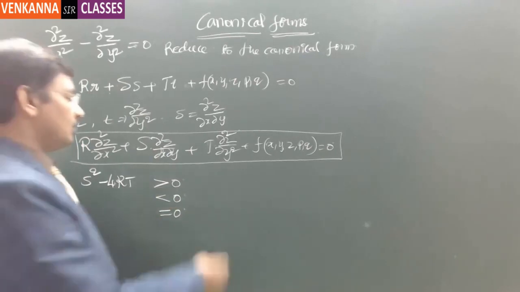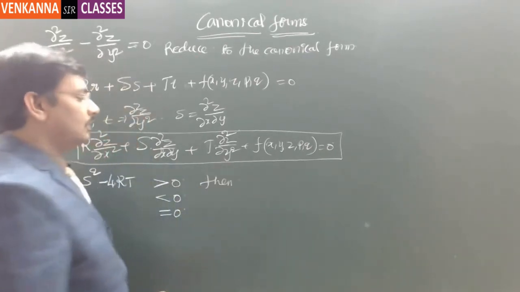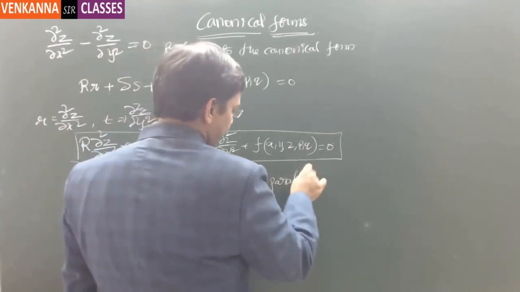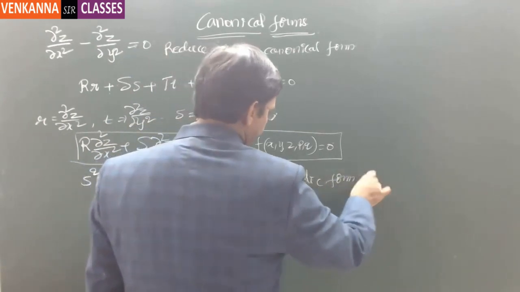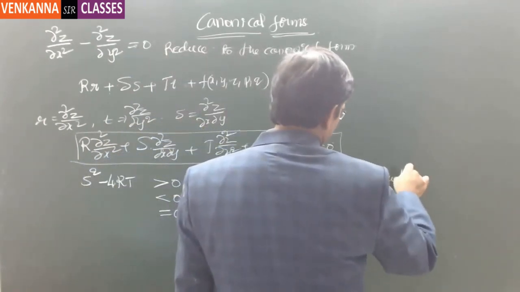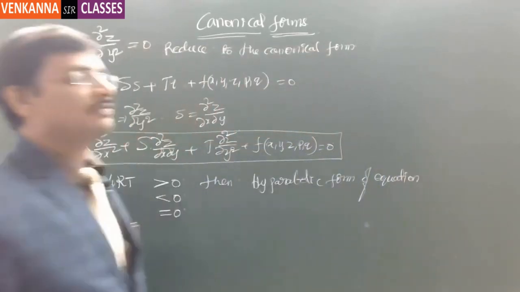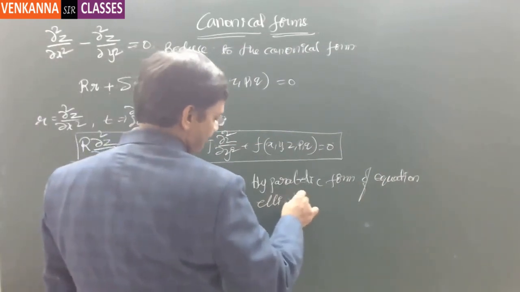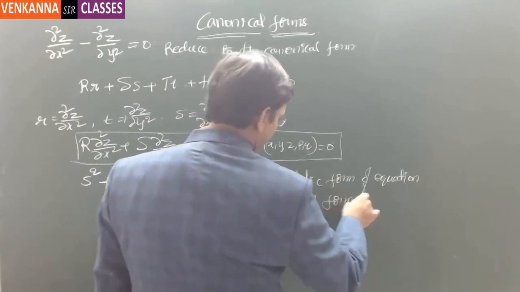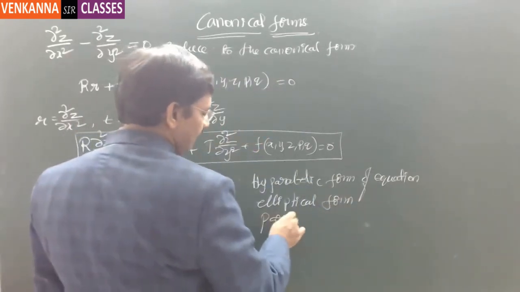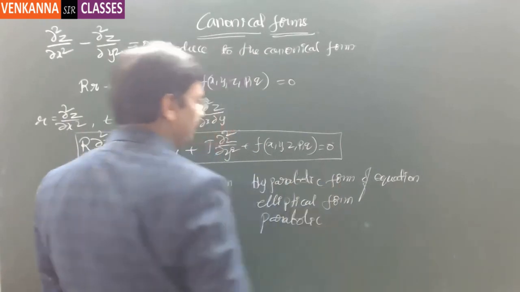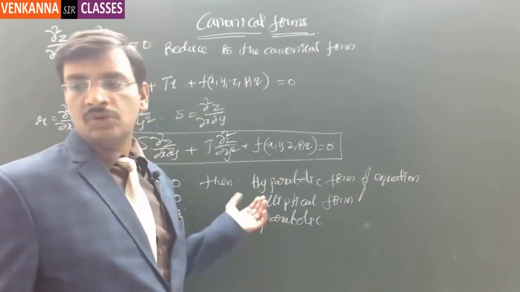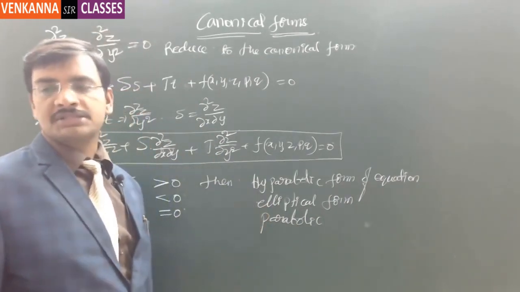Now if it is greater than 0, we say that this is the hyperbolic form. The second one, if it is less than 0, is the elliptical form. If it is equal to 0, this is what we call the parabolic form. For these three different cases, the methodology is exactly the same, with a little bit of minor changes while selecting the characteristics.